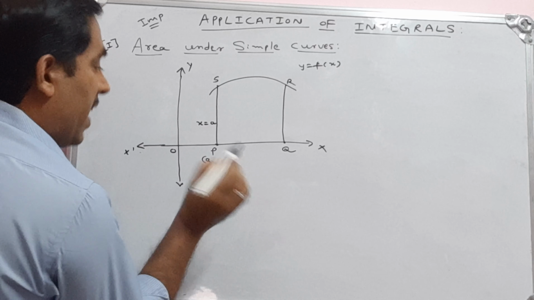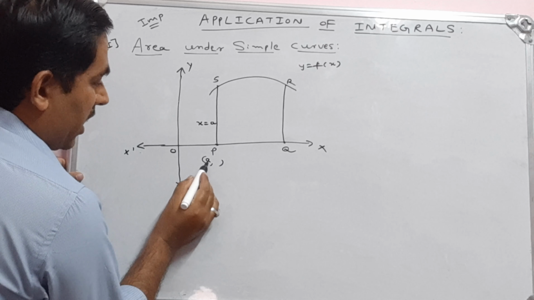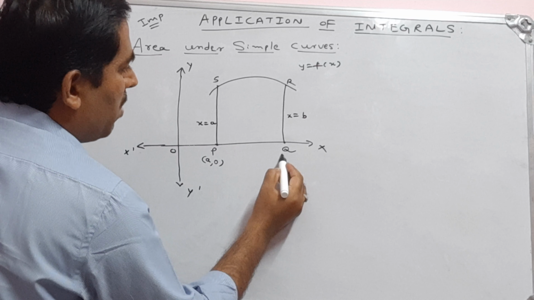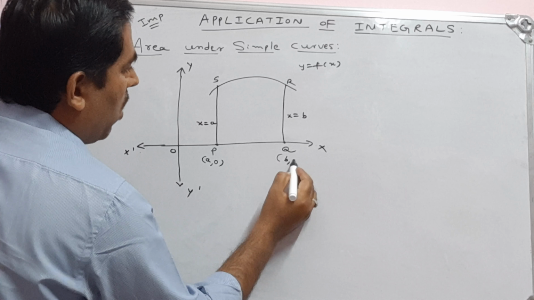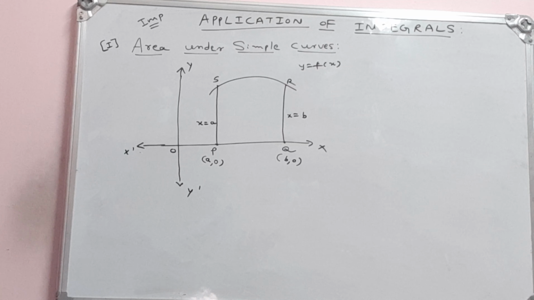Then what are the coordinates of point P? It is a point on the x-axis, so the x-coordinate will be a and the y-coordinate will be 0. Similarly, I have considered another line RQ which is parallel to the y-axis. The equation of this line is of the form x is equal to b, then the coordinates of point Q are b comma 0.